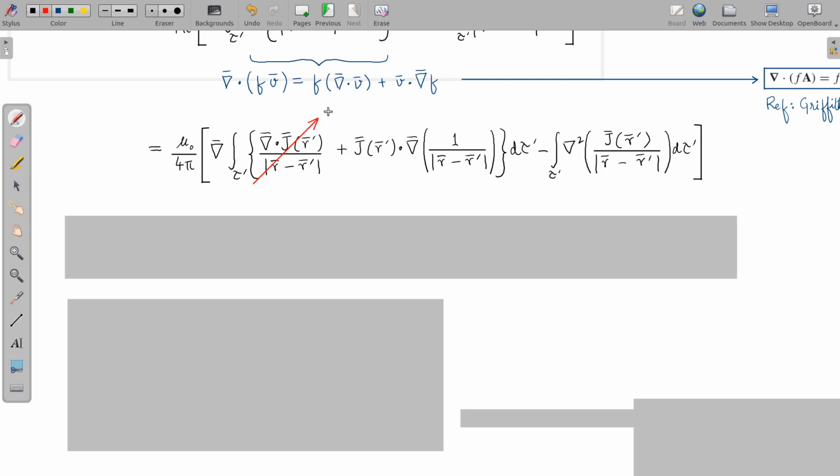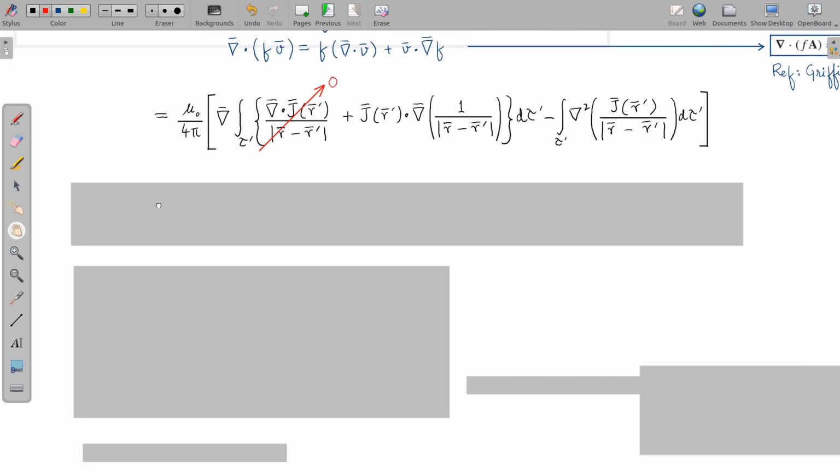The reason for this being 0 is, you see, j is a function of r prime, and this is a divergence, del. You are taking this divergence with respect to r, and j is a function of r prime. r and r prime are independent of each other. So the divergence of j, which is a function of r prime, is going to turn out to be 0. So the first term turns out to be 0.